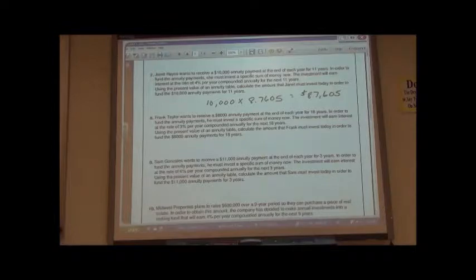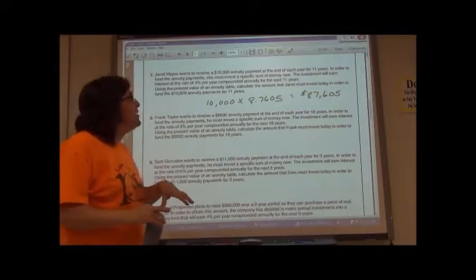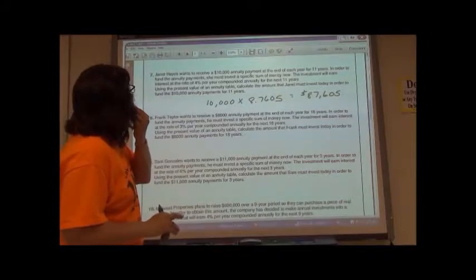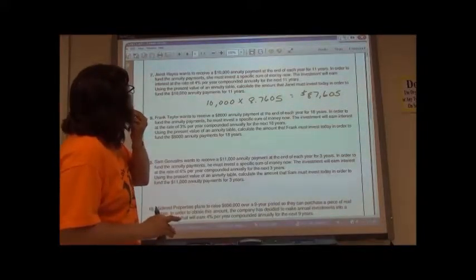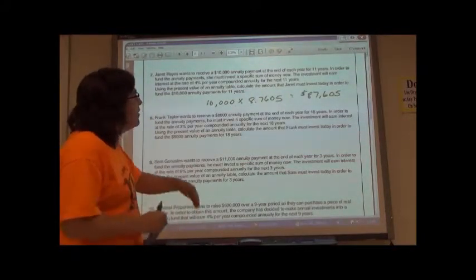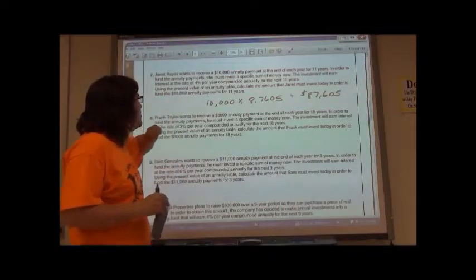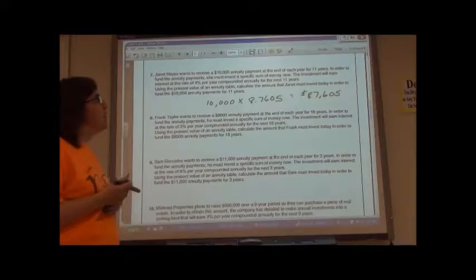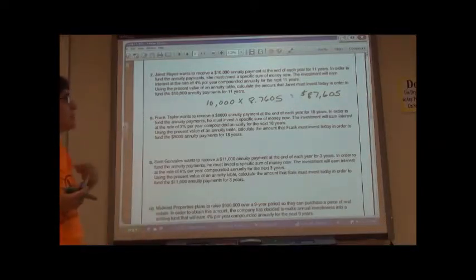And so I would have $87,605 that I would need to put in right now, so that after each year for 11 years, I'd be able to take out $10,000. So I'm going to put it in right now, and then every year for the next 11 years, I can take out 10,000, 10,000, 10,000, and I would be able to do that.